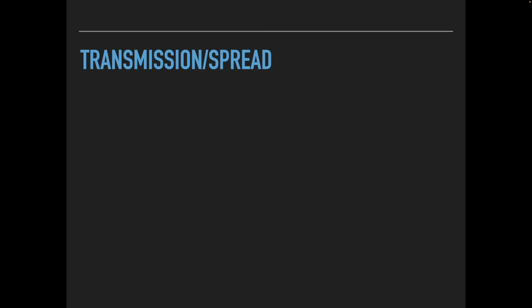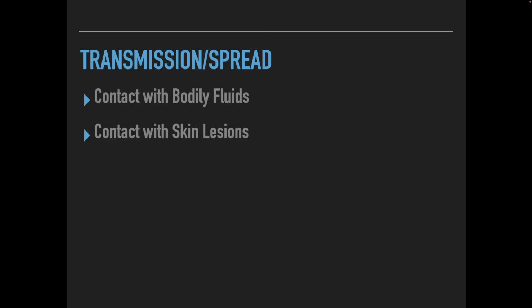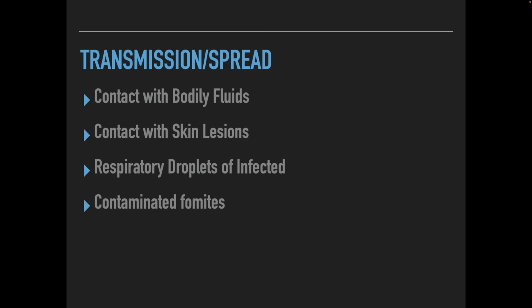And there are really four main routes. Number one, if you contact bodily fluids of an infected individual or an infected animal. Number two, if you contact skin lesions, so you touch an infected person's skin lesions, obviously you can get the viral particles from that and become infected. Number three, respiratory droplets. An infected individual or animal breathes out infectious particles, and we breathe that in, it's going to get into our pathways and potentially establish itself.